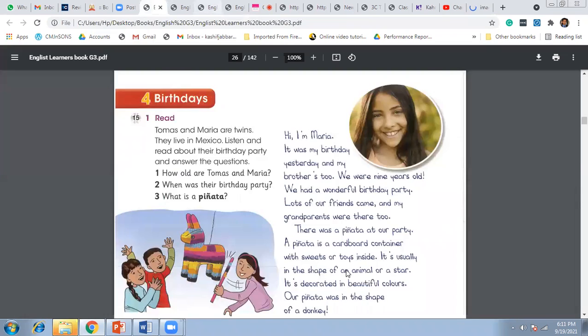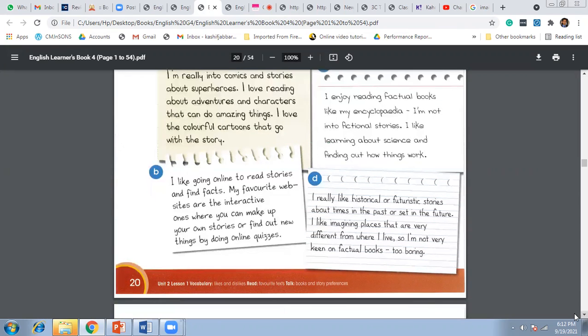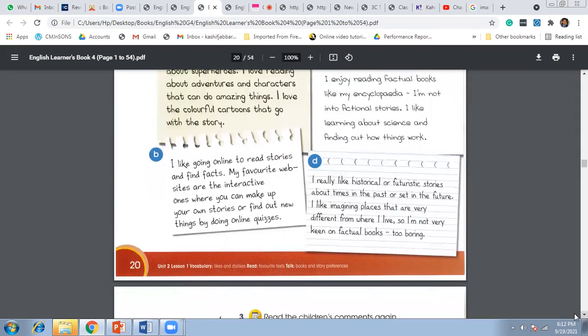So here we have seen the boy is telling us he likes historical. Historicals are those stories which contain the past events. Like if I'm reading about ancient Egypt, it is a kind of historical story. And if I'm reading about the futuristic stories, which are based on imaginations, right? So these are called the historical and futuristic stories. And these are quite different from the factual books. And he says factual books are too boring for him.